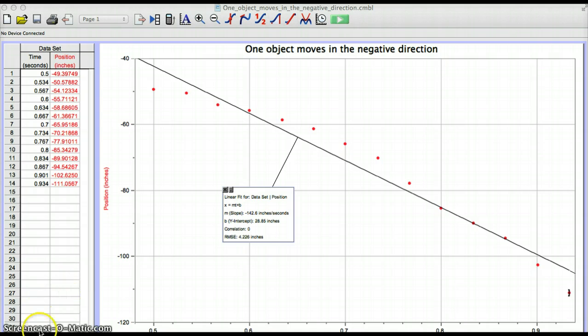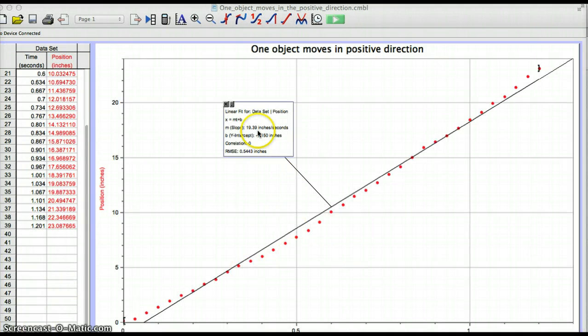And so this graph is very similar to the last one, except that the object this time is moving in the positive direction, which means to the right. And then the formula is still the same, x equals mt plus b, or y equals mx plus b as we're familiar with, and it's position equals the slope times time plus the y-intercept.